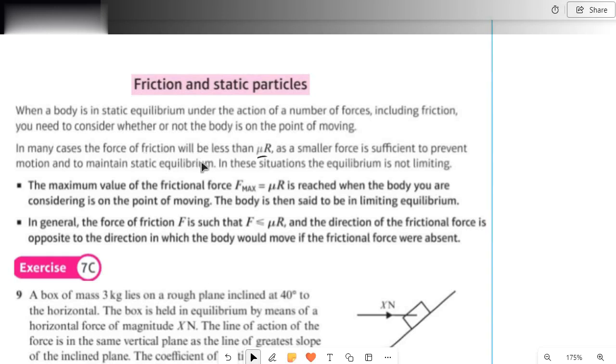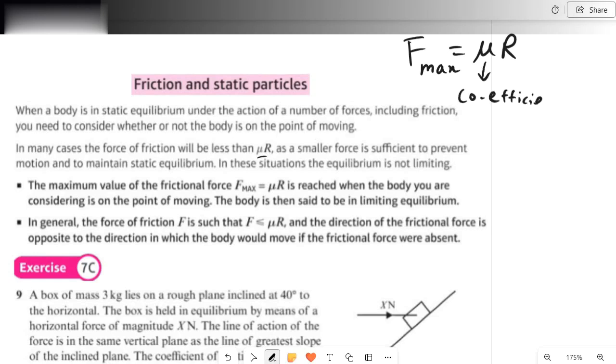The reason why the force of friction will be less than mu R is basically, if you remember, the limiting value of friction, or F max, is going to be equals to mu R, where mu is the coefficient of friction, which is a constant, and R is the normal reaction force. The maximum value of the frictional force F max equals mu R is reached when the body you are considering is on the point of moving. The body is then said to be in limiting equilibrium.